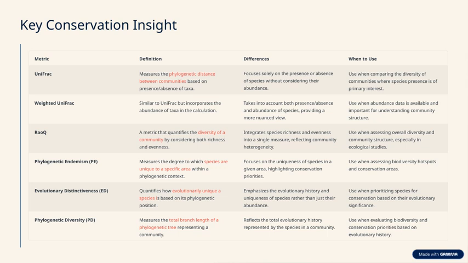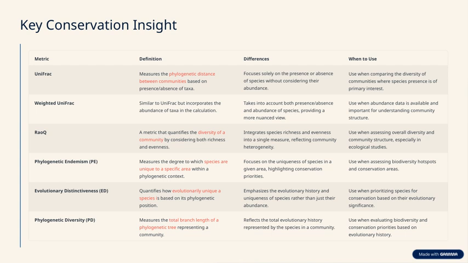First up is UniFrac, which measures the phylogenetic distance between communities based purely on the presence or absence of taxa. Think of it as focusing solely on which species are there, without considering how many of each. It's particularly useful when your main interest is understanding how different communities compare in terms of species composition, regardless of abundance. Next is weighted UniFrac, which builds on that idea but incorporates how many individuals of each species are present. So, this metric gives a more nuanced view by considering both presence and abundance, making it ideal when abundance data is available and relevant to your analysis.